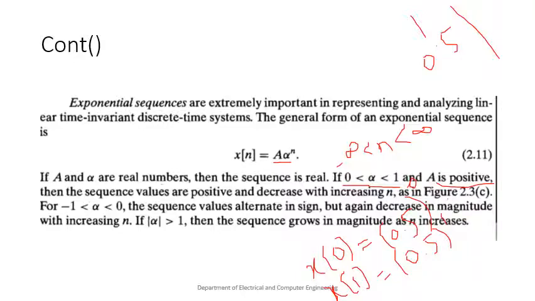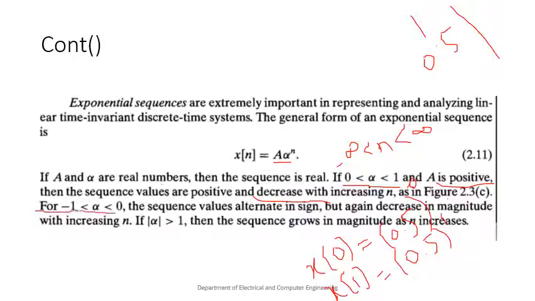It means that it decreases with n increasing. We are increasing n. You can see that first we have the value at n equals 0, then the value at n equals 1. So if alpha is between 0 and 1, we will have a decaying sequence.